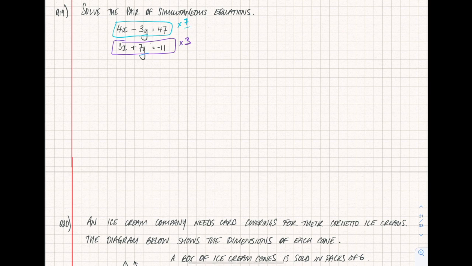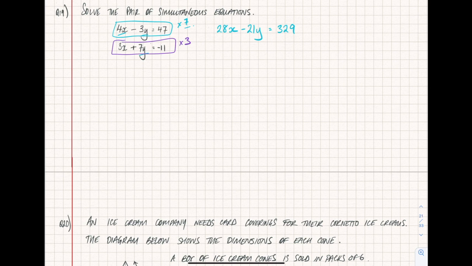So 7 is what I'm multiplying the first one by. So I do 4 times 7, which is 28. So that becomes 28x. Minus 3 times 7 becomes minus 21y. And then 47 times by 7 gives you 329. So I've now made all my y value to 21.